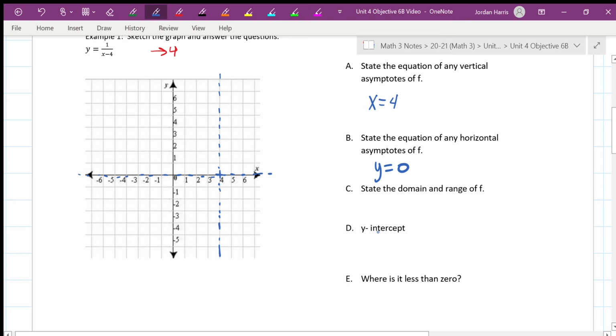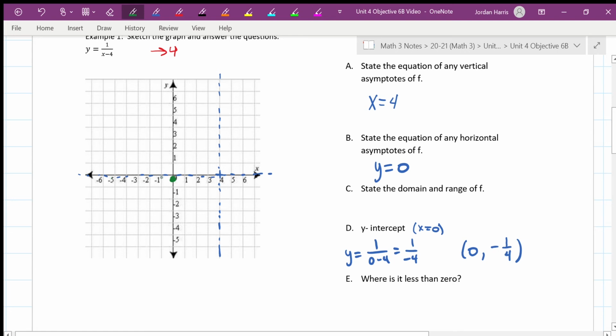Okay, so we need to find the y-intercept. So remember that means set x equals 0. So y equals 1 over 0 minus 4, which is 1 over negative 4. So 0, comma, negative 1/4. So I'm going to graph that one. Negative 1/4, about right there. And that's it. There's no x-intercept. So with that, I'm going to graph.